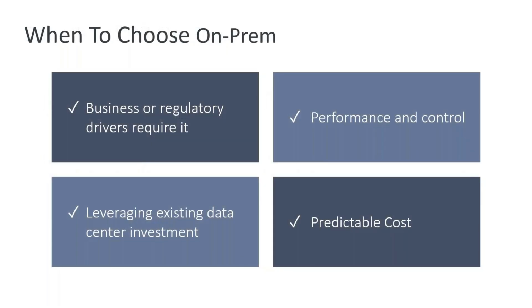So when I look at on-prem, I want to choose it for business regulatory drivers, performance and control, leveraging existing equipment or data center investments. And then the other thing here is predictable cost. In a minute, when I talk about cloud, you'll look at the ability to scale and burst when you have to. But a lot of times people run into issues with cost. If I'm going to be able to scale and burst, then I get a surprise bill at the end of the day. So with on-prem, you're going to have a more predictable cost model as compared to more of an OpEx type model.